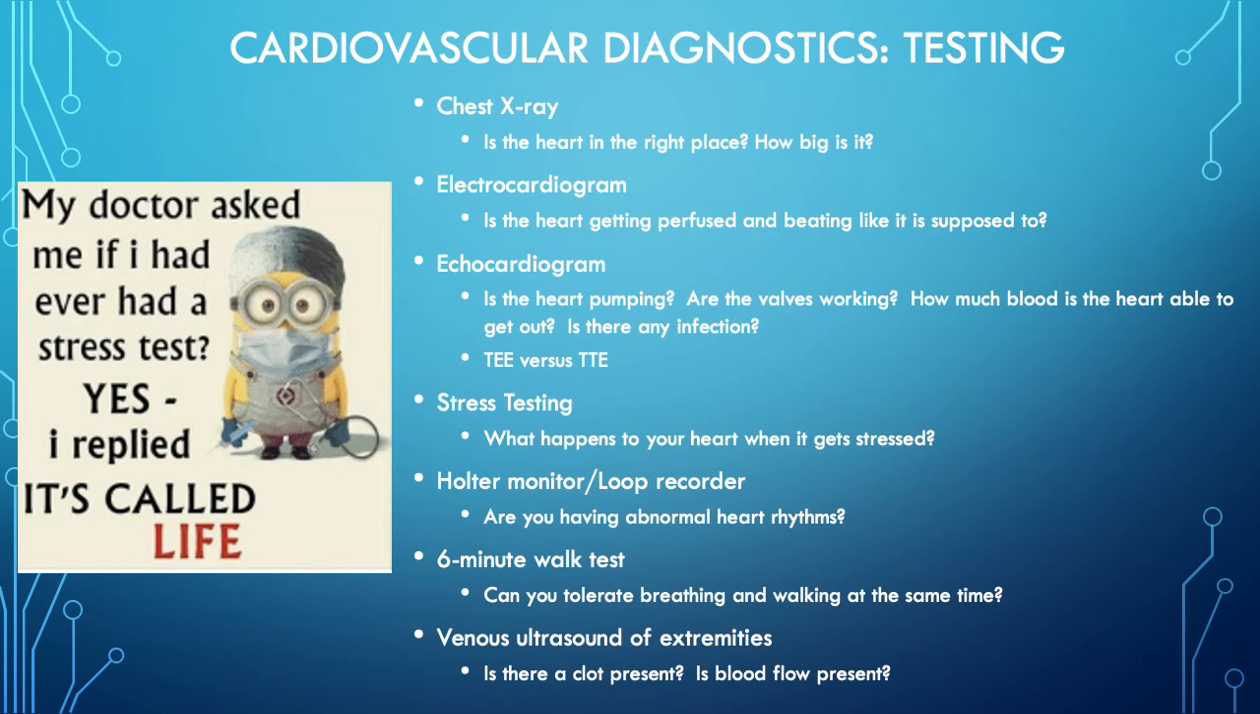There's also 2 types of echocardiograms. When you're looking at echo, this is actually like an ultrasound of the heart, and this is going to tell us, is the heart pumping? Are the valves working? How much blood in the heart is able to get out? So this actually can measure our cardiac output, and also can tell us if there's any infection like endocarditis, things like that. So there's 2 types.